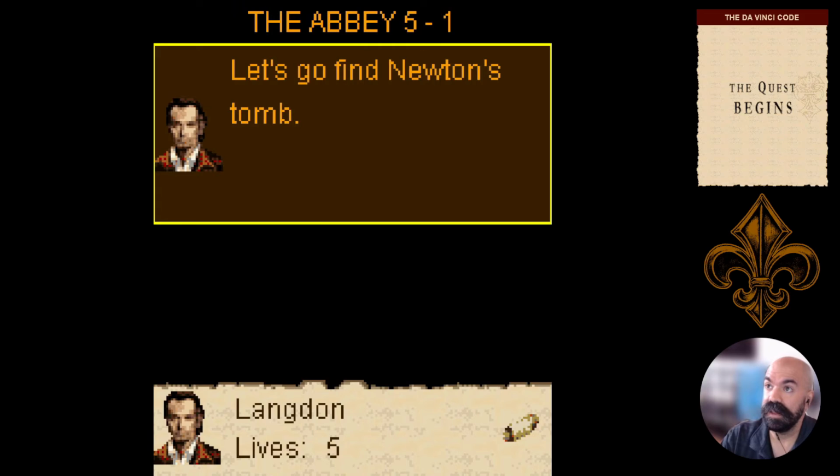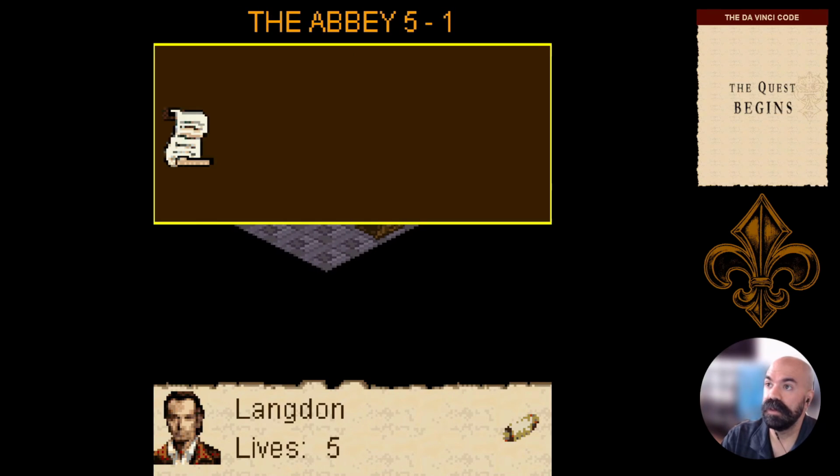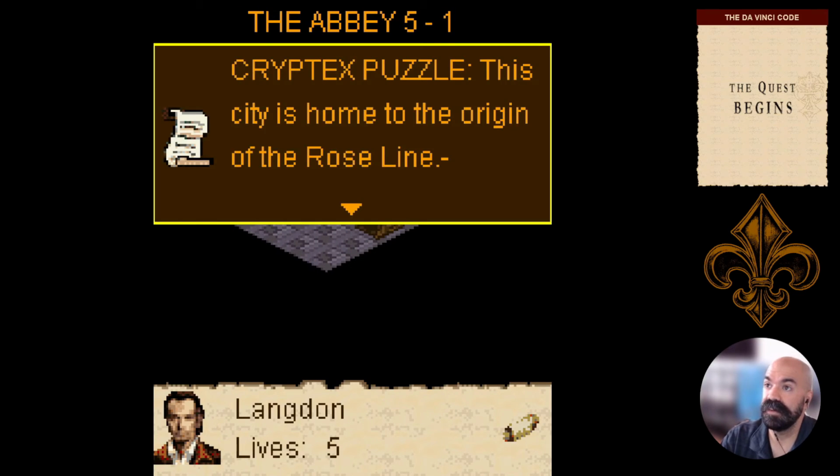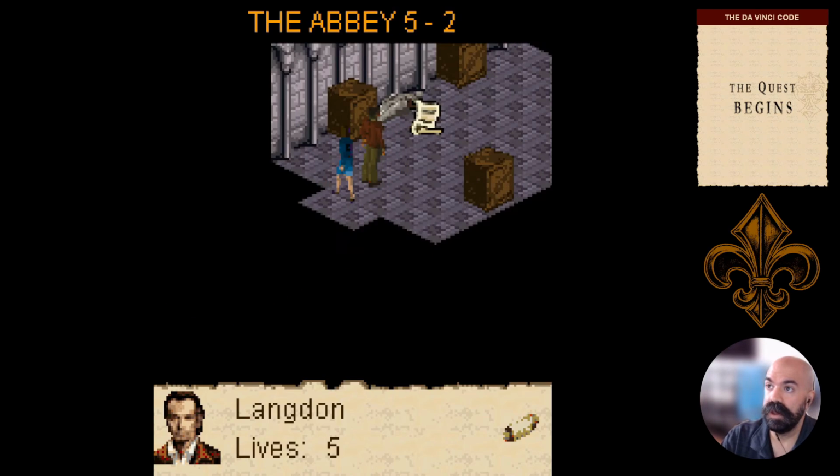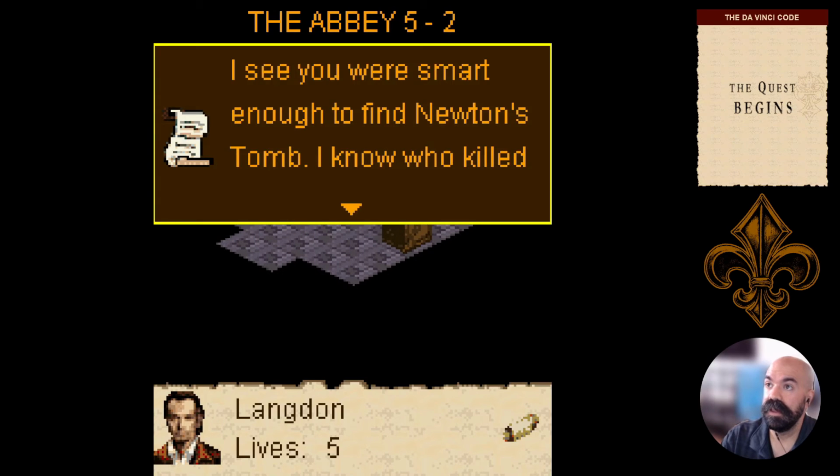All right, I think we're in the end. Let's go find the tomb. But first we pick up another cryptex. This city is the home to the original origin of the Rose Line. We'll find that soon enough.